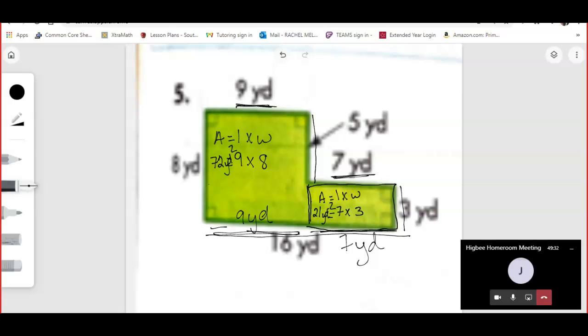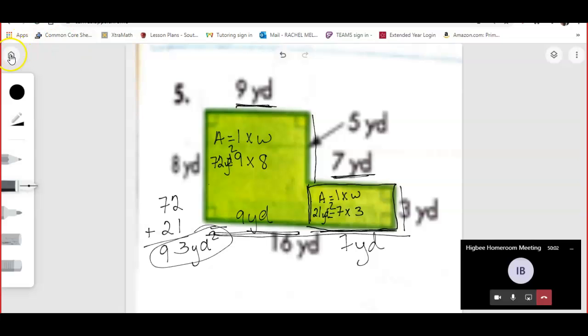72 square yards. Okay, am I done? No, you've got to add it. Okay, now I have to add. So I have 72 for one and then 21 for the other. So that would give us 93 square yards. Okay. This is going to be easy.